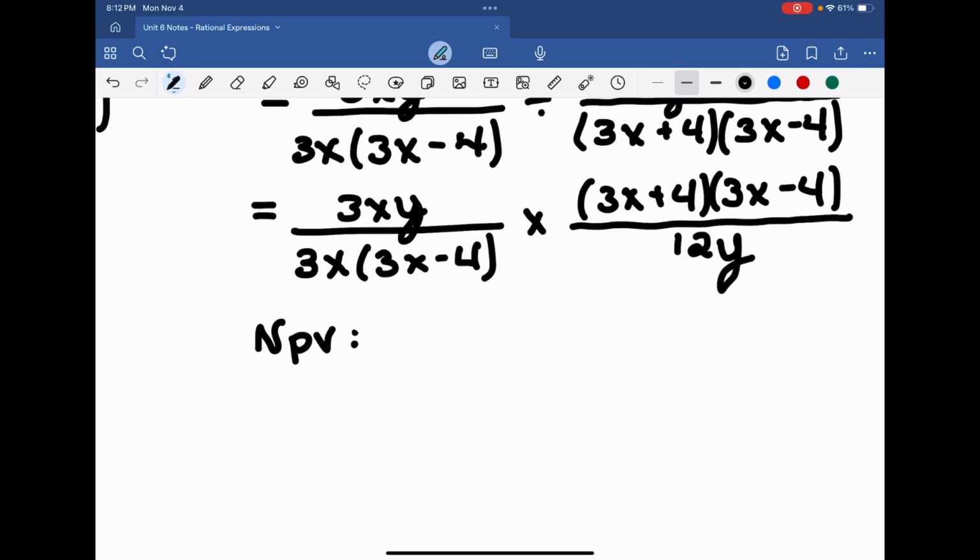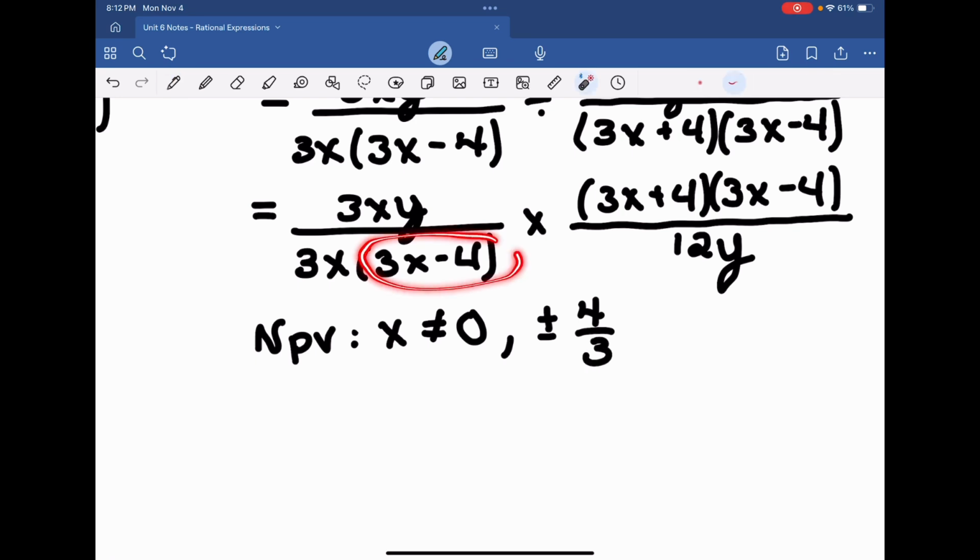So we're going to state our non-permissible values, where x cannot equal, first and foremost, 0, because it comes from here. We also can't equal plus or minus 4 over 3, my bad. If it's 4 over 3, then that will cancel out these terms here. So this one here or this one here. Lastly, we need to account for that y. We need to say that y cannot equal 0, because if y is equal to 0, it eliminates this denominator here.